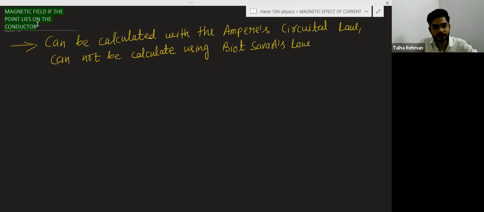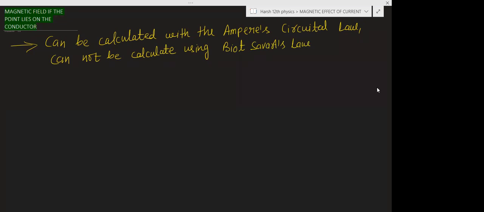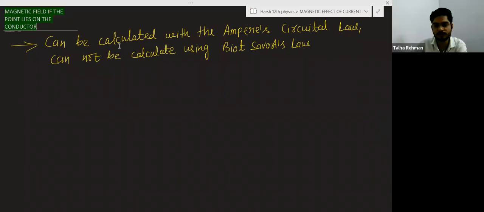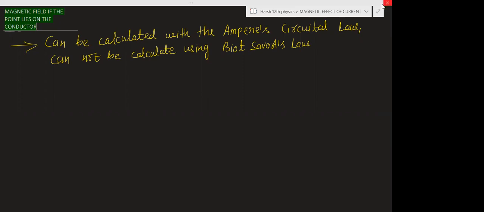And this derivation we will do in the next class. We will calculate the value of magnetic field on the surface, or if the point lies on the conductor, with the help of Ampere circuit law. We will discuss this thing there when I discuss Ampere circuit law. So just note it down, and then we will have two numericals. Done, sir. Okay.